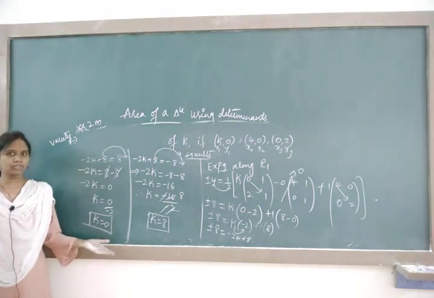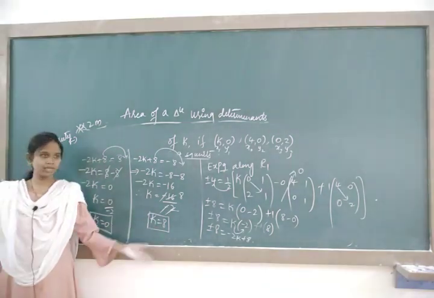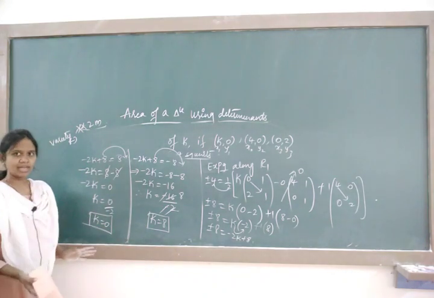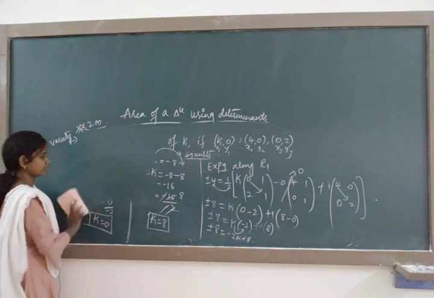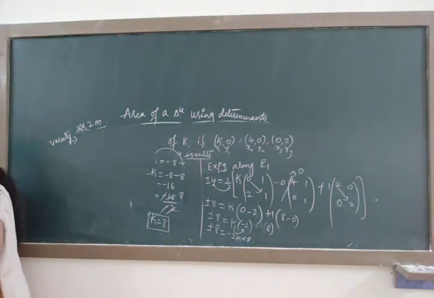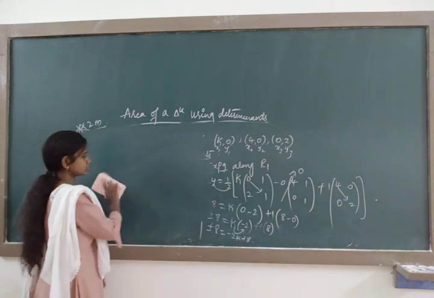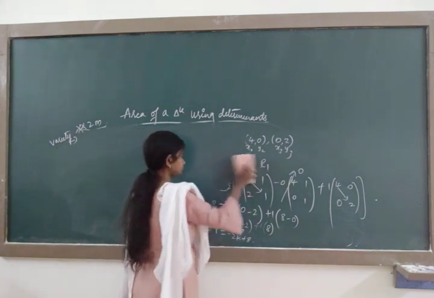Take one more problem based on that, so that you may get some knowledge on how to calculate the value of k. The same way I will give. Next you take minus 2, 0, 0, 4, 0, k.